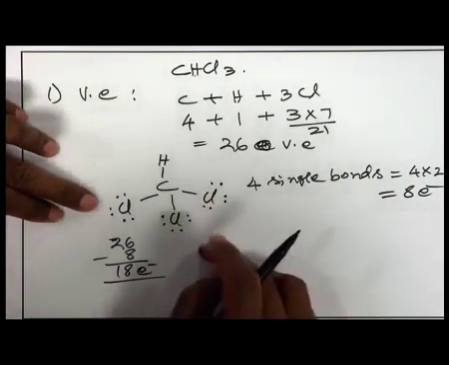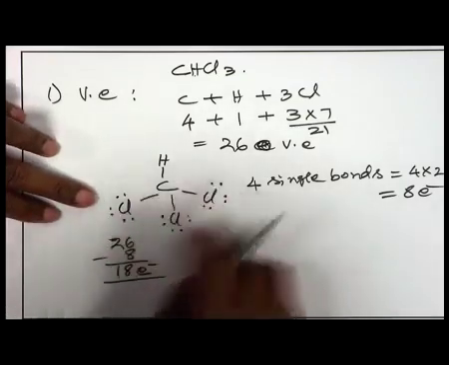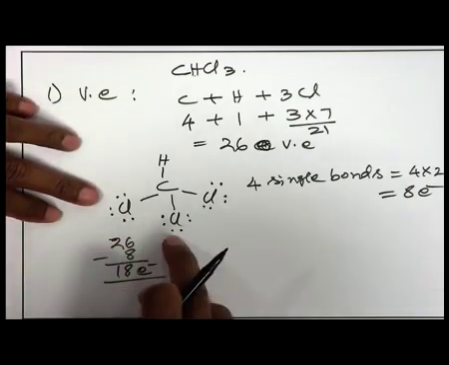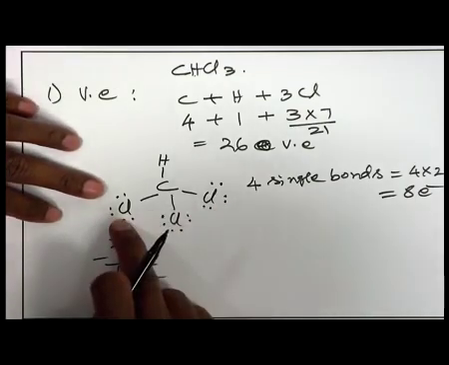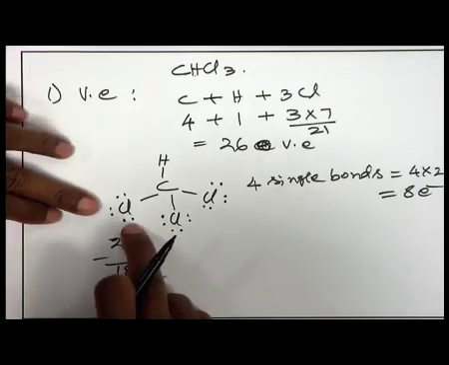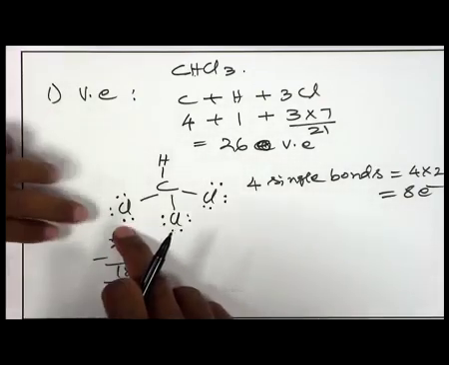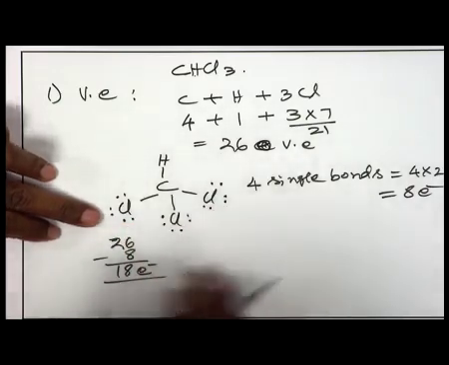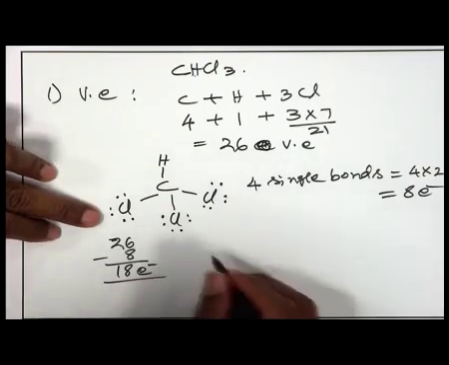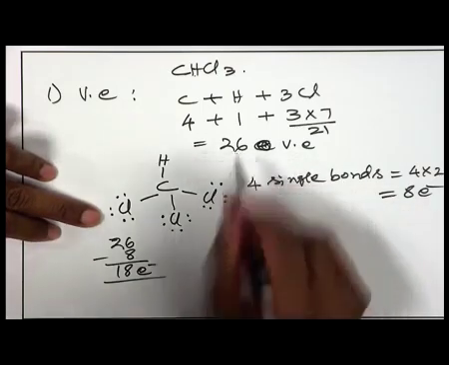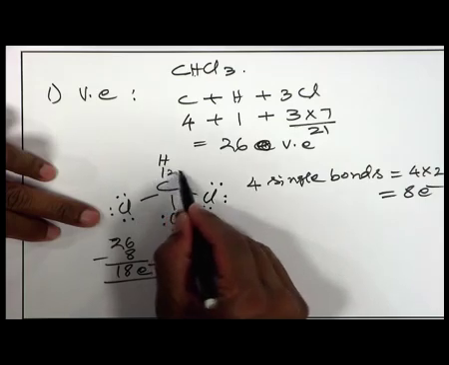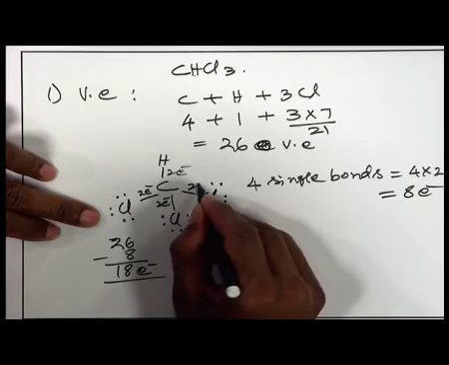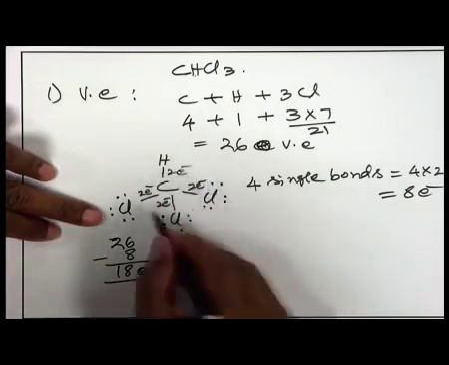Now we distributed 18 electrons as pairs. There are 3 lone pairs, 3 lone pairs, 3 lone pairs. 3 lone pairs means 3 into 2, 6, and 6 plus 6 plus 6 is 18. Now count the number of valence electrons; it should be 26. Here is 2 electrons, 2 electrons, 2 electrons, 2 electrons, so 8 electrons.